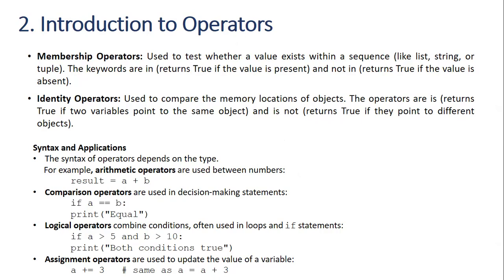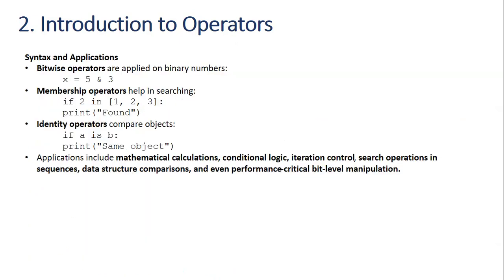Now the syntax and application. The syntax of operators depends on the type. For example, arithmetic operators are used between numbers, a plus b. Comparison operators are used in decision making statements like if, else, elif. For logical operators, if something is greater than something and something is greater than something else, then print both conditions are true. Assignment operators: a plus equal to 3 means a equals a plus 3. That means the value of a now changes to a plus 3.